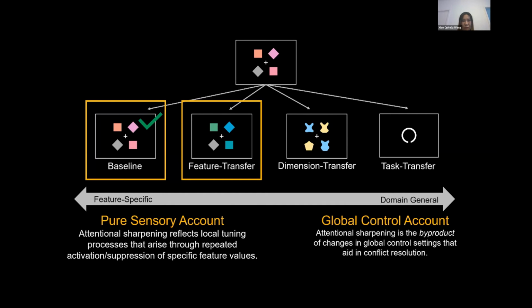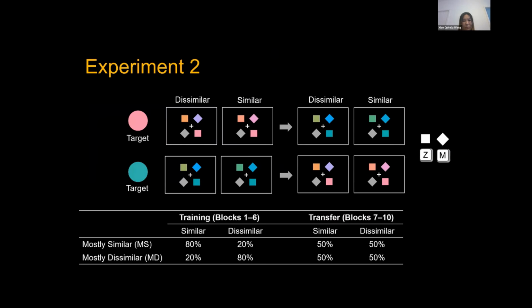Next, we want to know if attention sharpening can transfer across different features. We are testing if this effect can persist when individuals are given a new target color. In experiment 2, the methods were pretty much the same as the first experiment, except that people were given a different color during the transfer phase. If they are trained with teal, then we want to see if they can transfer attention sharpening to pink. If they were given training with the pink, then they'll be tested with teal.